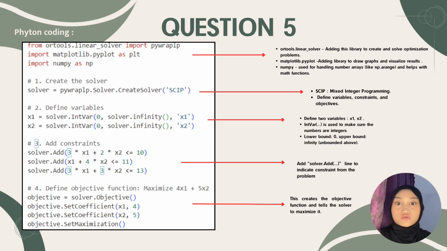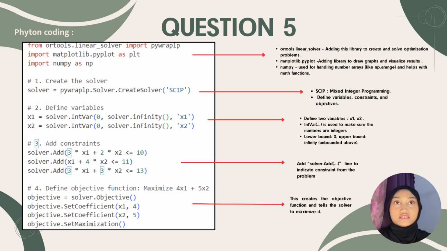Next is line 8 to line 10. We define our variables, where we use two variables, x1 and x2, and we use IntVar to make sure that the numbers are integers. And the next one, we put lower bound equal to 0 and upper bound equal to infinity. Next, line 12 to line 15, we add our constraints, where for each constraint we use solver.Add to indicate the constraints from the problem.